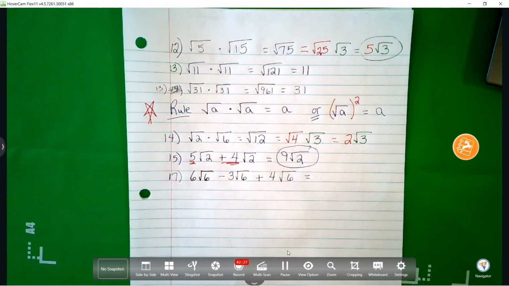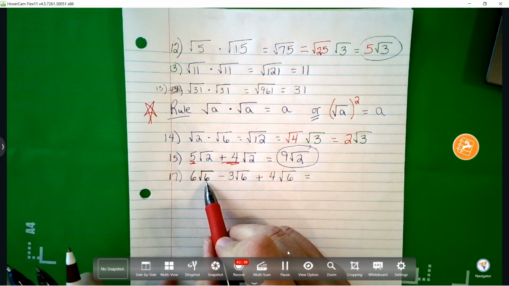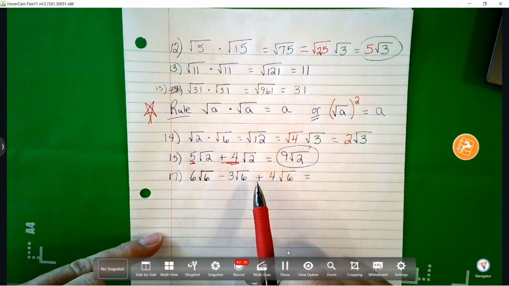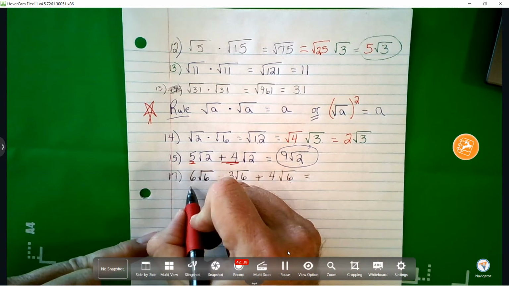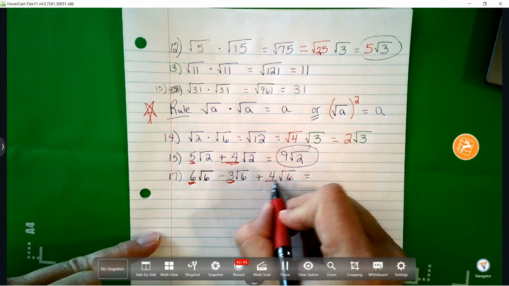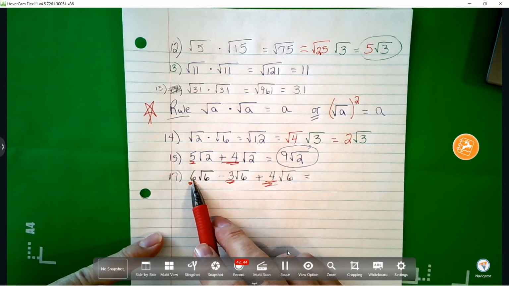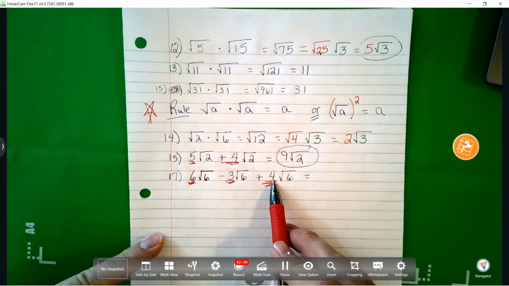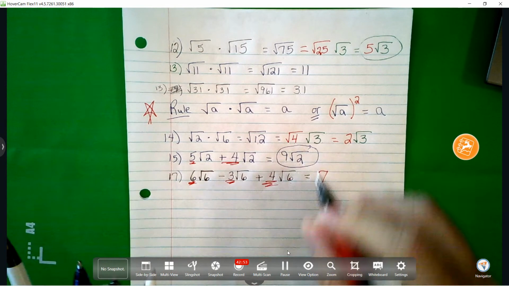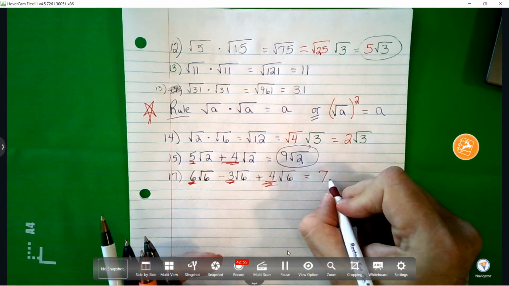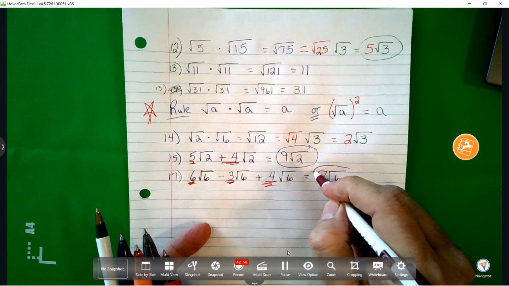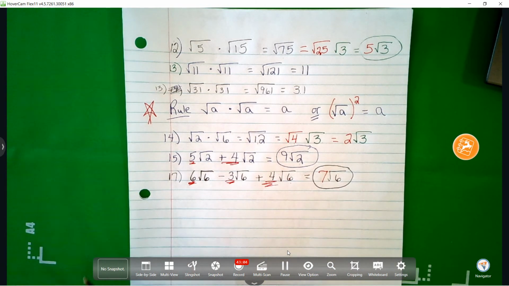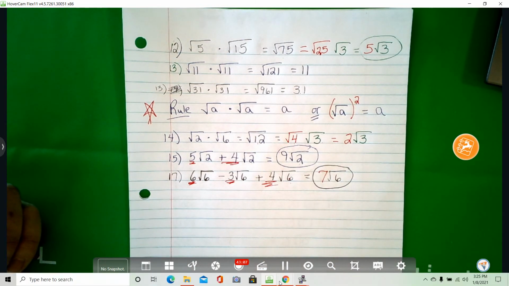Well, the square root of 6's aren't going to change. You leave those square root of 6. Don't get a 18 or something. You just add the numbers or combine the numbers in front. 6 minus 3 is 3. Plus 4 is 7. And leave the square root of 6 as it is. When you're adding square roots, you do not combine the numbers under the square root symbol. So just leave it as 7 square root of 6.